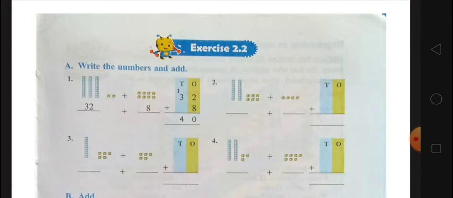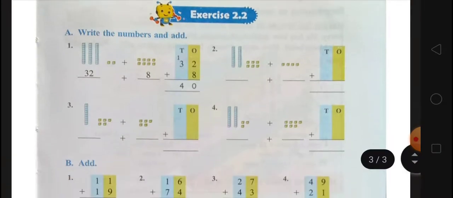Question number 2: there will be 26 plus 4, because there are 2 groups of tens and 6 single bits, plus 4 single bits. When we add 26 plus 4, 6 plus 4 is 10, 0 and 1 carry, and 2 plus 1 is 3. So 26 plus 4 equal 30.